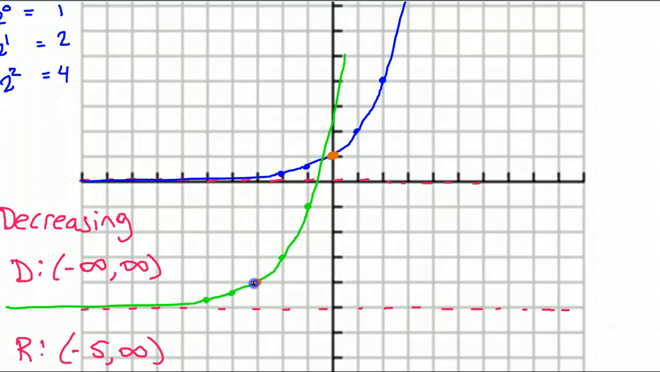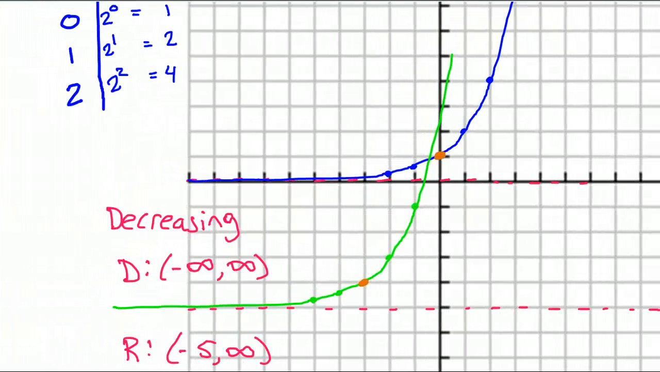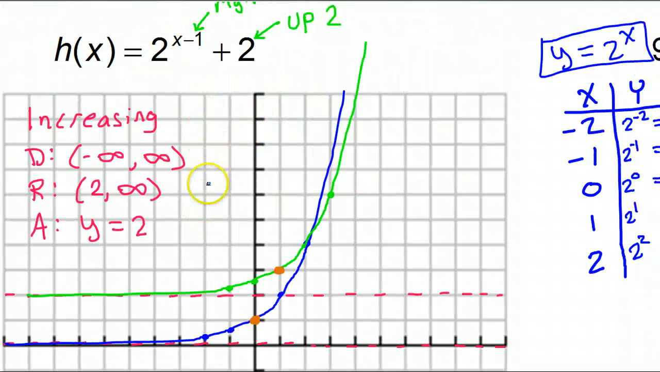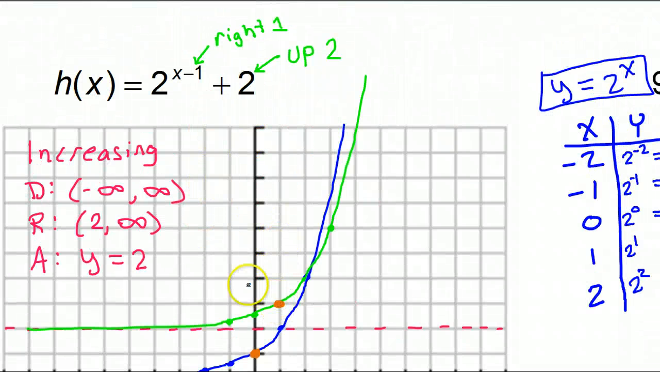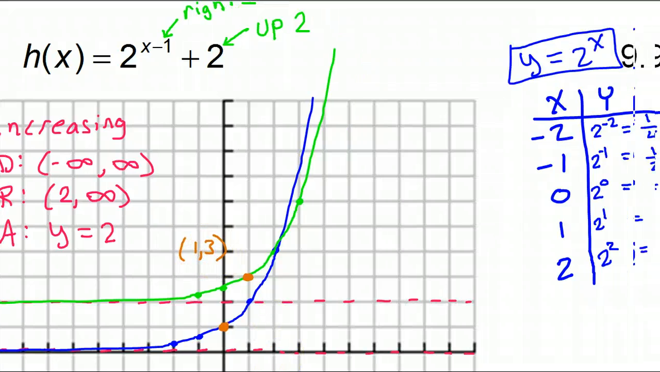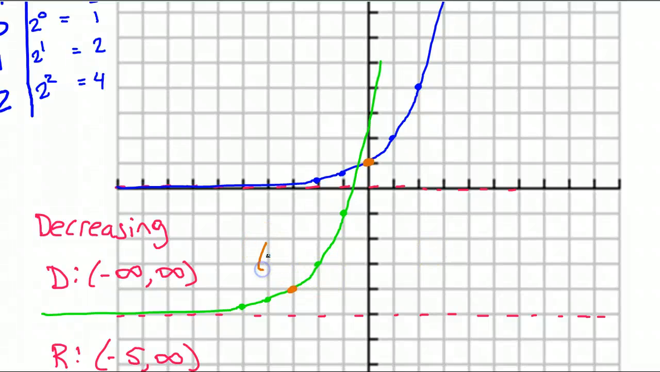Bam. So that point is right here. Okay? So for function h, this point is right here at, what do we say, at 1, 3. Okay? Now, in function j, that same point is right here at -3, -4.